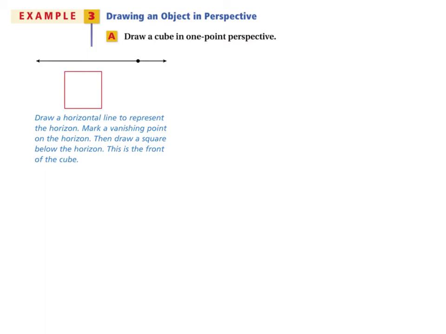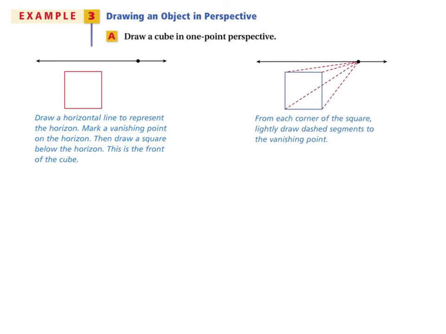Anywhere below the horizon, draw a square, and whatever you draw is going to represent the front part of your cube. So step 2. Step 2 is from each corner, you're going to lightly draw dashed segments to the vanishing point. You'll see in here in red, there are 4 dashed lines connecting all of the corners, vertices, to that vanishing point.